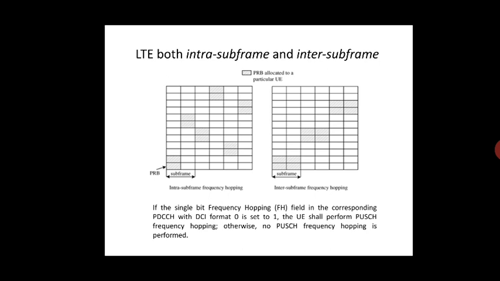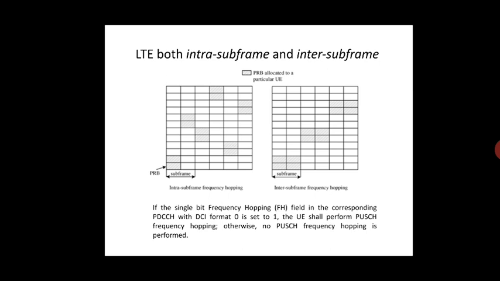In general, intra-subframe hopping provides higher frequency diversity gain, since this gain can be extracted over a HARQ transmission, which always spans only one subframe in the case of inter-subframe.